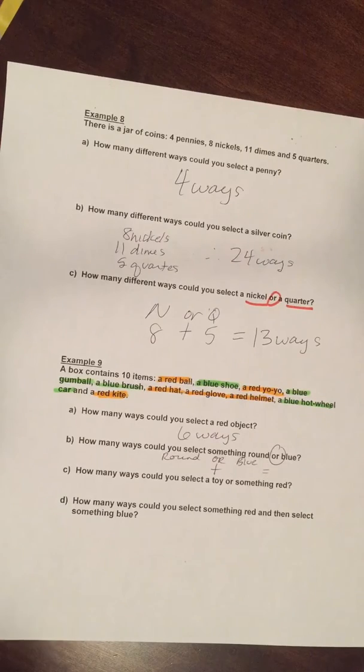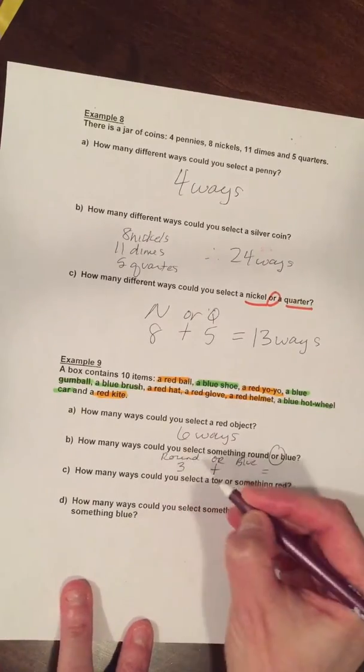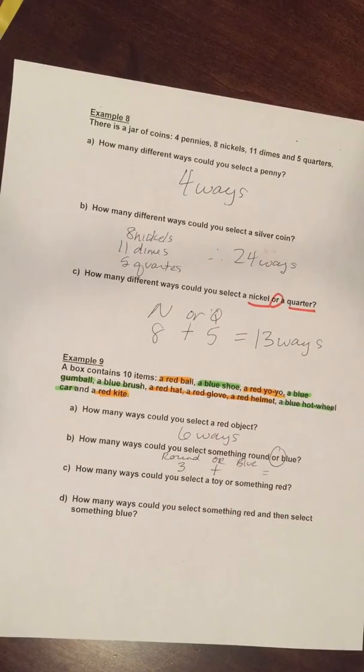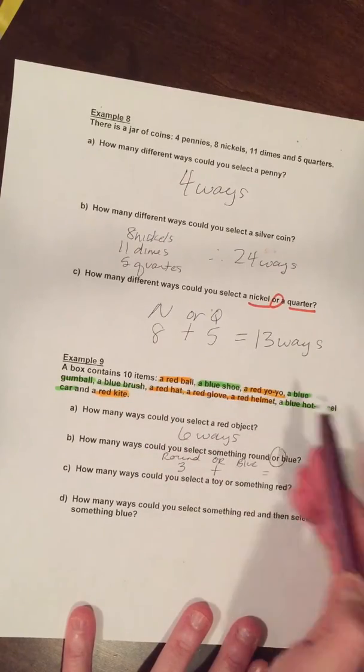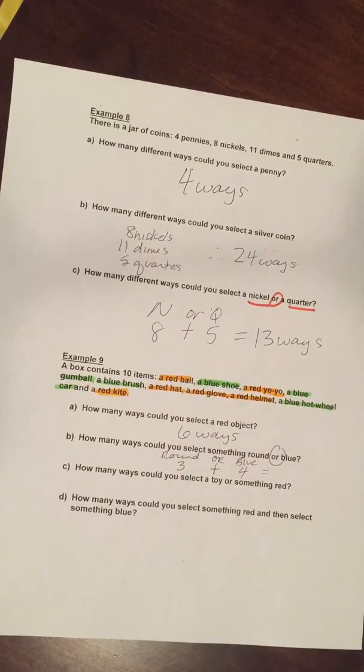So let's talk about what would constitute as round. A ball would be round. A shoe wouldn't. A yo-yo would be round. A gumball would be round. A brush wouldn't. A hat wouldn't. A glove wouldn't. A helmet wouldn't. A Hot Wheel wouldn't. And a kite wouldn't. So round, we have the ball, the yo-yo, and the gumball. Now, what about blue? 1, 2, 3, 4. 4 blue items. A shoe, a gumball, a brush, and a Hot Wheel car.